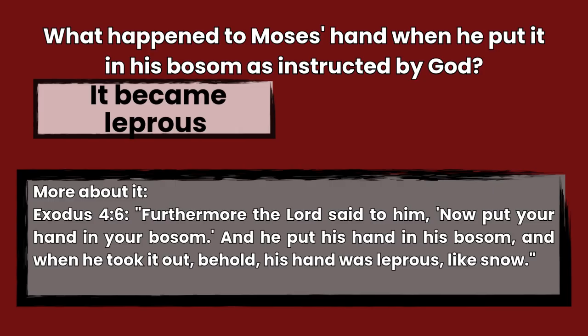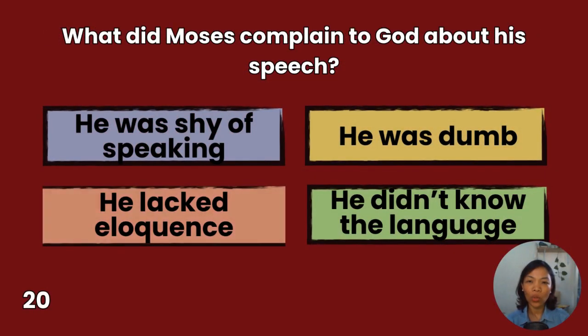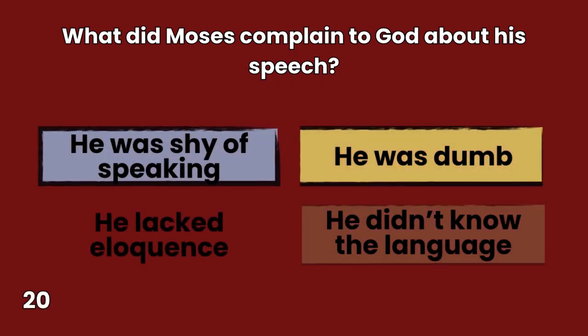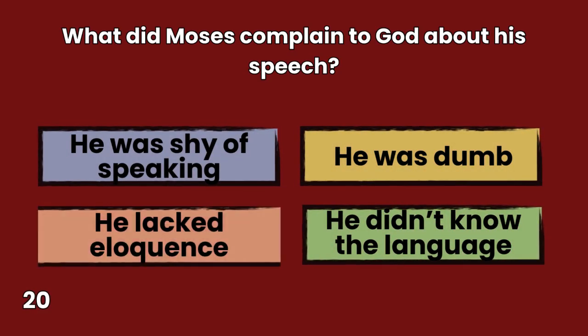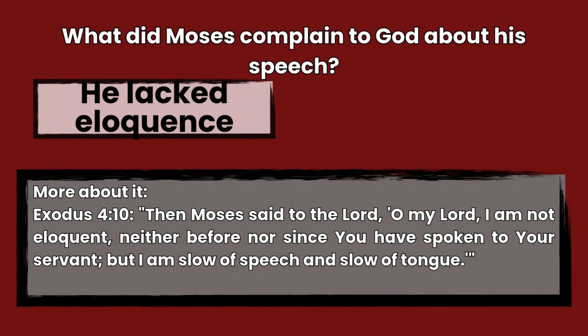20. What did Moses complain to God about his speech? He was shy of speaking. He lacked eloquence. He was dumb. He didn't know the language. You have 10 seconds to answer. The answer is, he lacked eloquence. Exodus 4:10. Then Moses said to the Lord, O my Lord, I am not eloquent, neither before nor since you have spoken to your servant, but I am slow of speech and slow of tongue.